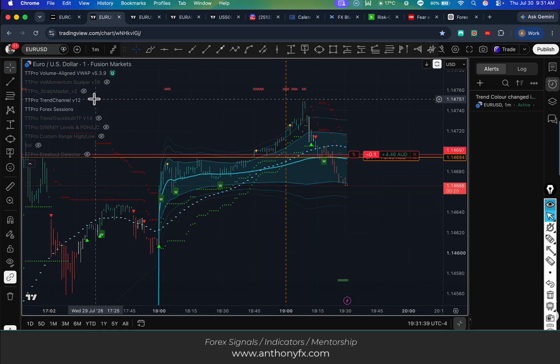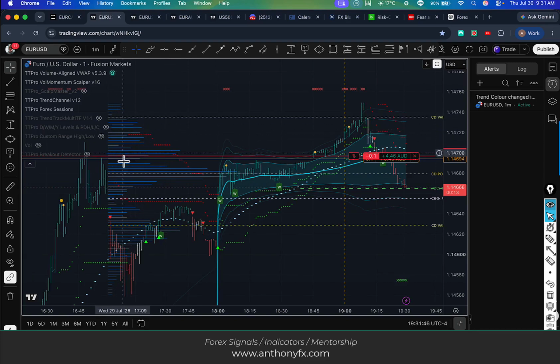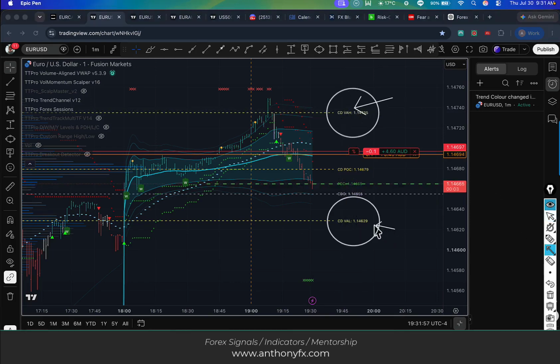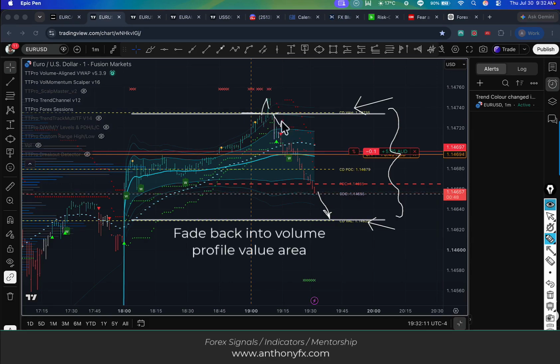But the other thing you can do with this is use this indicator here. And this is going to give you the volume profile. See the two outer yellow levels. See? Up here, the value area high, value area low, right? So this is the current volume profile, and I'm now targeting the value area low. So what we've got is a fade back into the volume profile value area.